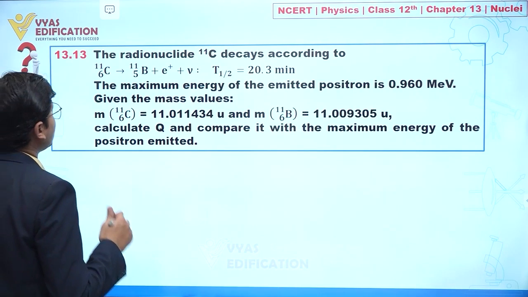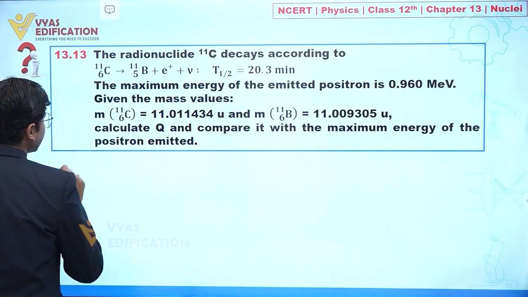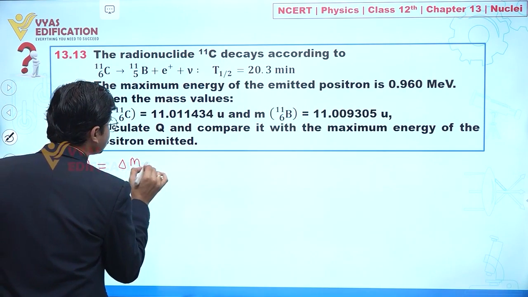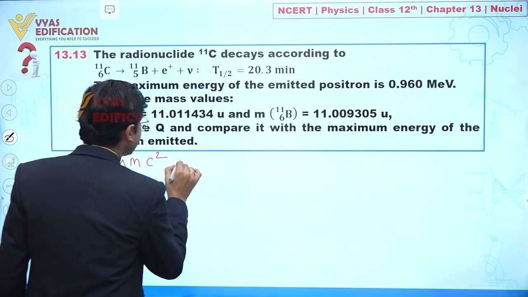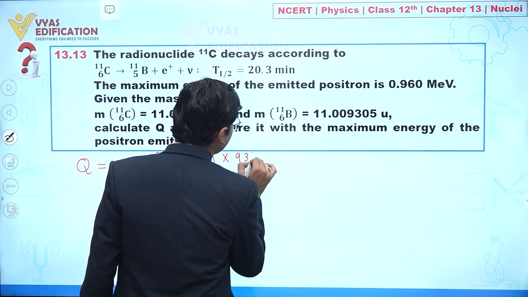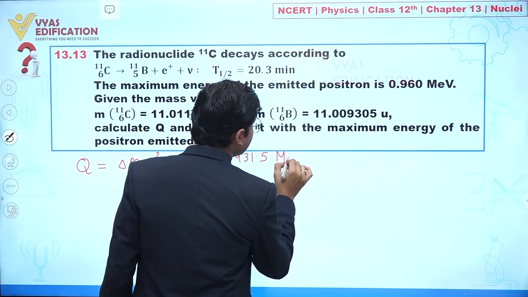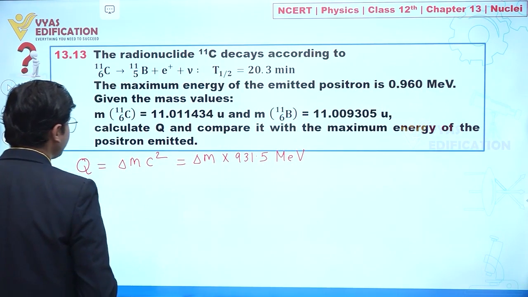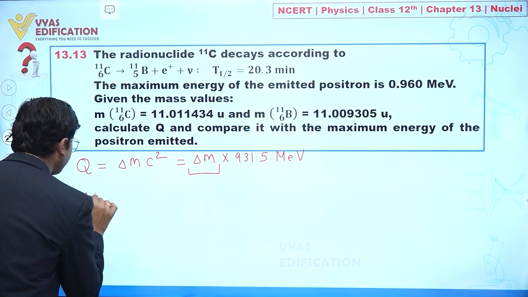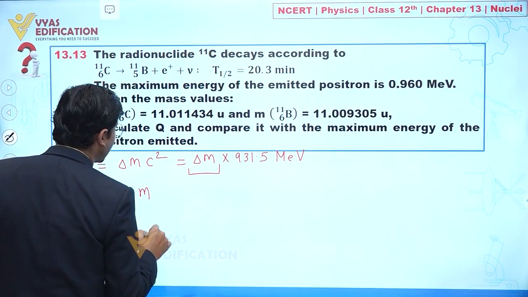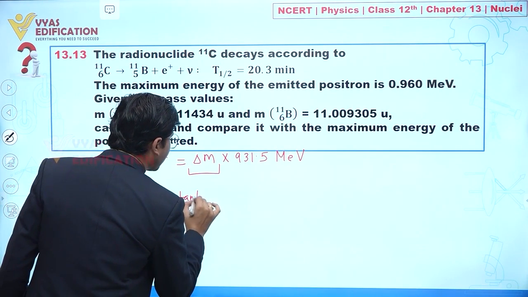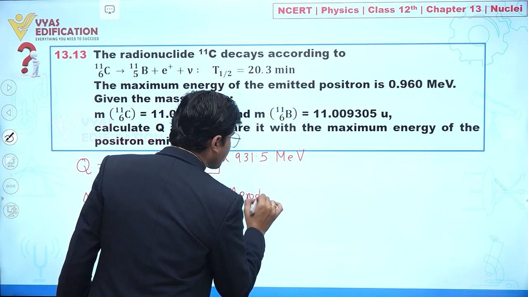Yes. So now, first of all, if we want to calculate the Q value, clear, definitely you know the Q value is given by delta m c square, clear. Or you can also write it like this: delta m means the mass defect, multiplied with 931.5 million electron volt, clear. So now our objective first is to find this mass defect. Can we calculate this mass defect? Yes. Delta m is given by the mass of reactant minus the mass of product, clear.